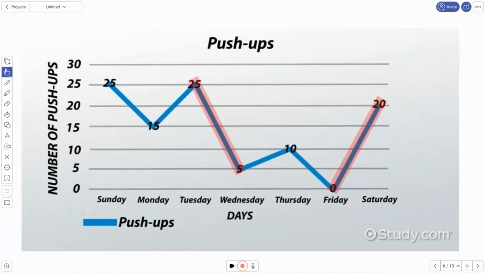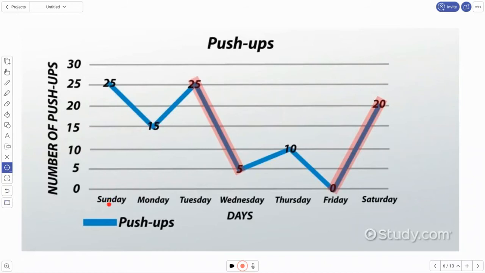So here's one. Once again, we're always going to want to look at the title up here. So this one's called push-ups. So I see along the bottom, there's that time. I see Sunday, Monday, Tuesday, Wednesday, Thursday, Friday. So they're counting in days. And it says number of push-ups up and down. And then it goes by fives. Kind of interesting. 0, 5, 10, 15, 20, 25, 30. So I can kind of guess that this is a graph that's tracking how many push-ups a person did every day of the week, right?